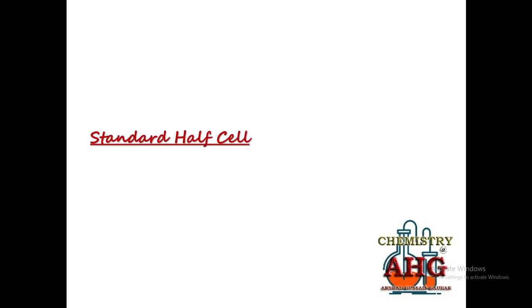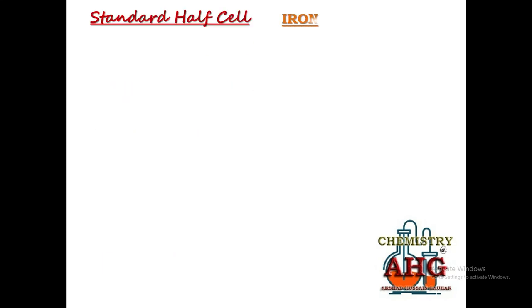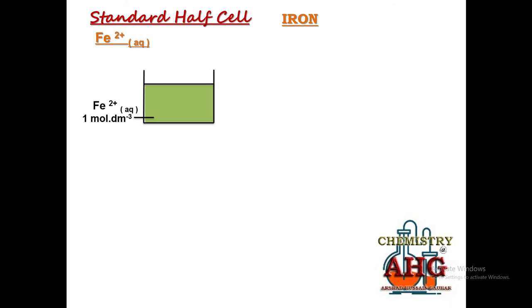For example, if you have been given iron, now there are different half cells that can be made for iron. One half cell, if you are asked to make, it is a half cell of iron containing iron 2 plus solution. You can take iron sulfate or iron 2 chloride solution into the beaker. What you will do in this case, 1 mole per dm cube of iron 2 solution into the beaker, and iron is a metal, it is a reactive metal, so you can dip in iron metal into this solution.